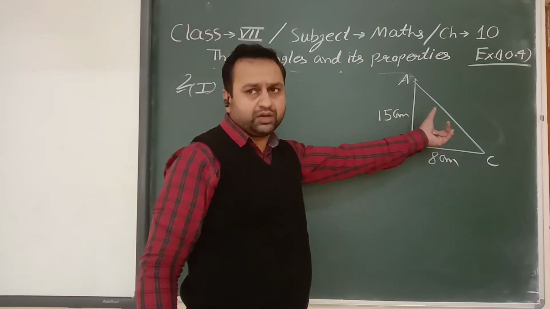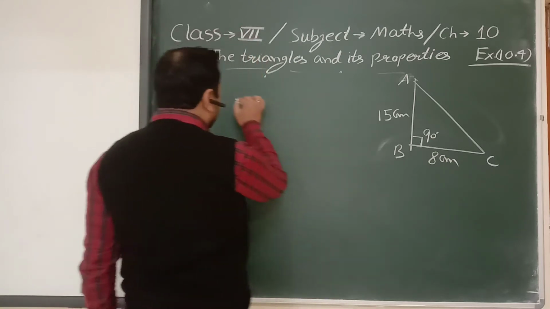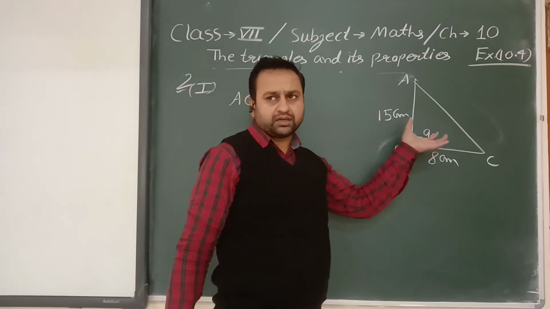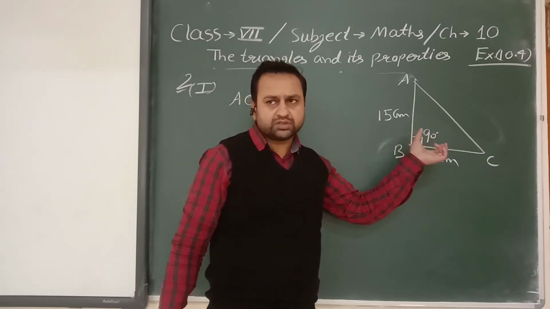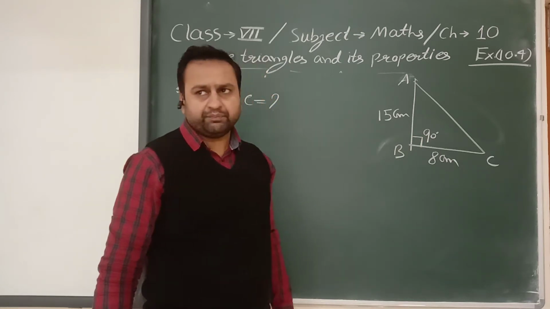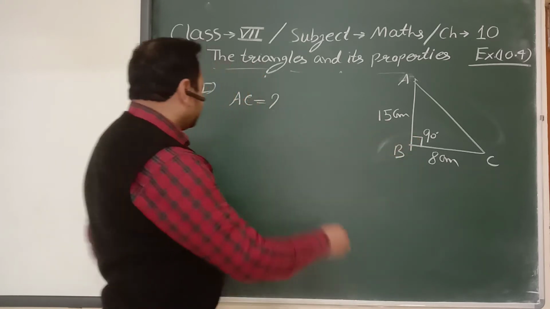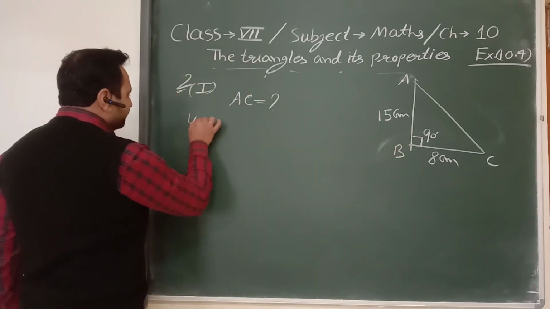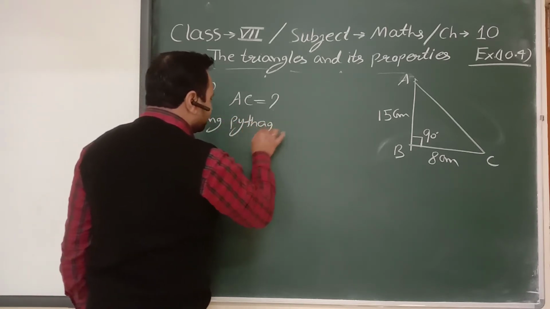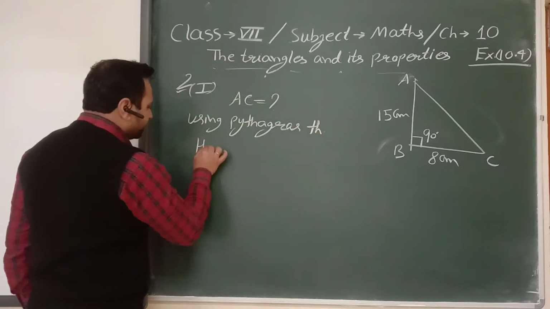The unknown side we have to calculate is AC, यानी कि हमें यहाँ पर AC की वैल्यू कैलकुलेट करनी है. Because it is a right angle triangle, in this triangle we can use the property between the sides of a right angle triangle. It means the Pythagoras theorem. So what is the Pythagoras theorem? Now we can use the Pythagoras theorem.